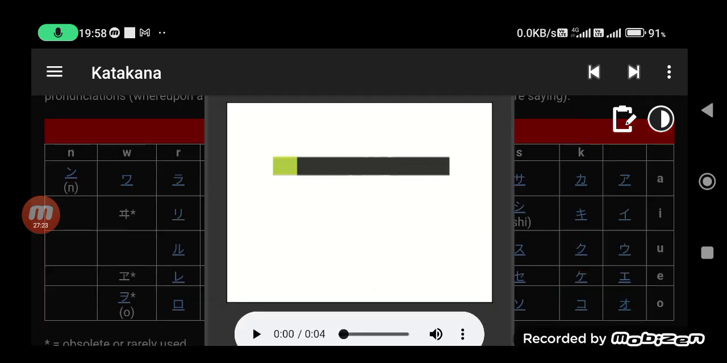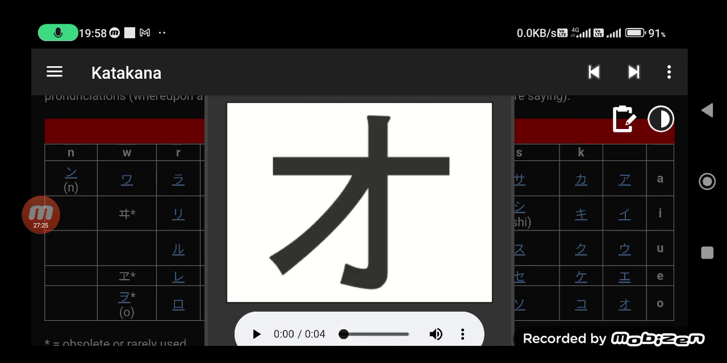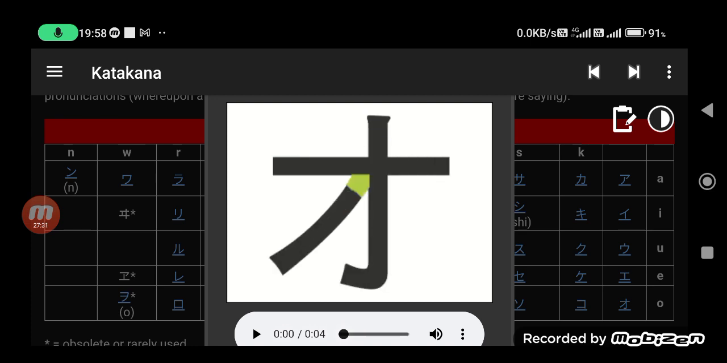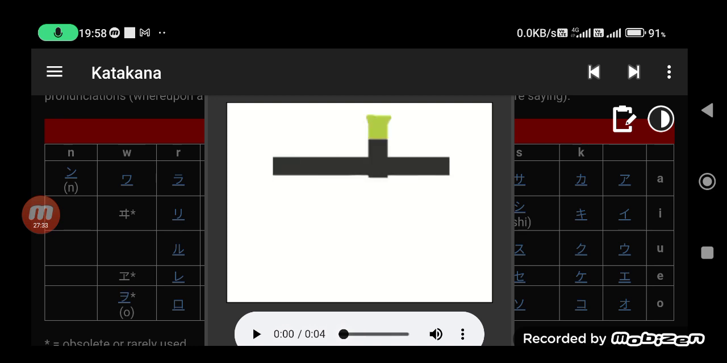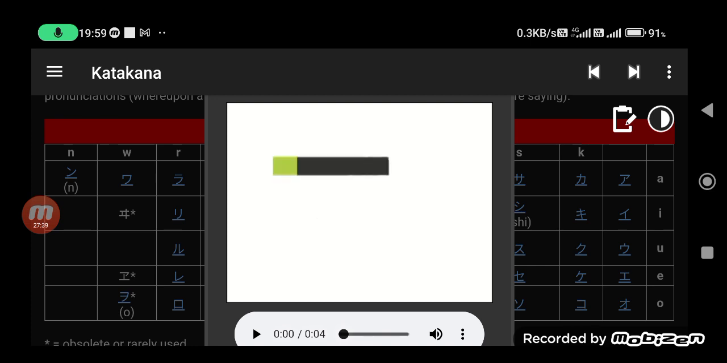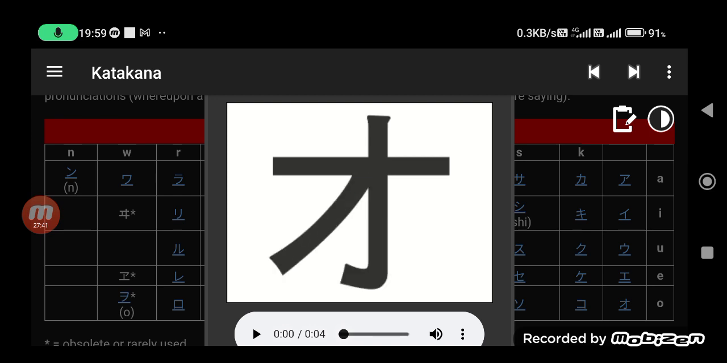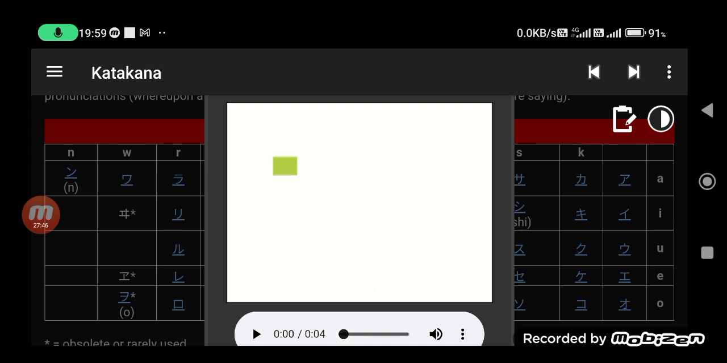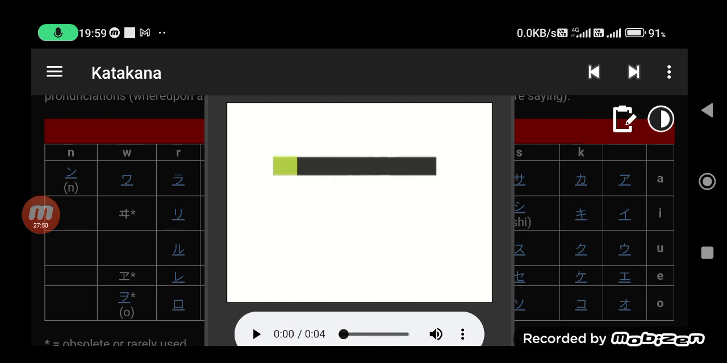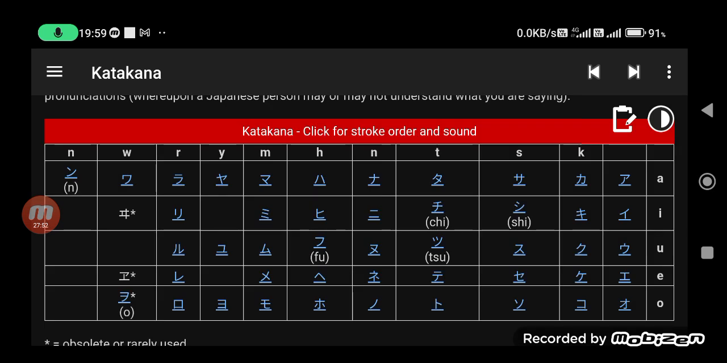And the O, it's almost like the sai kanji or age kanji, but right now we're dealing with the katakana. So 3 strokes for the O. Again, for the O, 3 strokes. 1, 2, 3. So that's it.